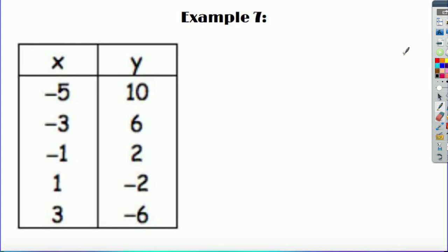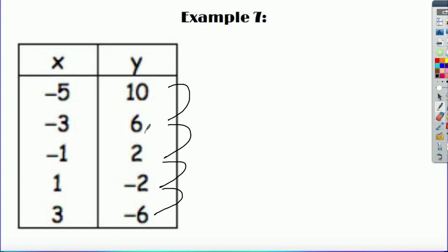Alright, example 7 is just a table facing the other direction. You would try the same method. You could do change in y over change in x to find the slope, and then you could just pick any of these points. So let's do that instead, just so you can see an alternate method. So say I don't want to just pick 2 points and do that. Say I want to use the pattern method.